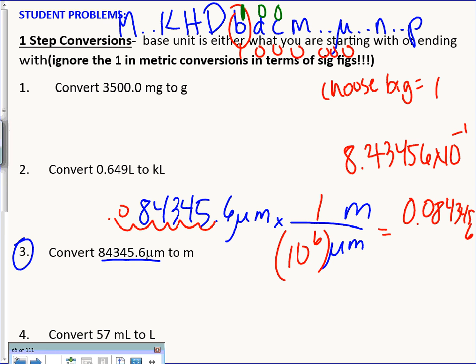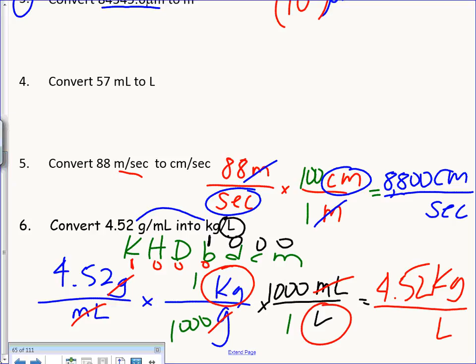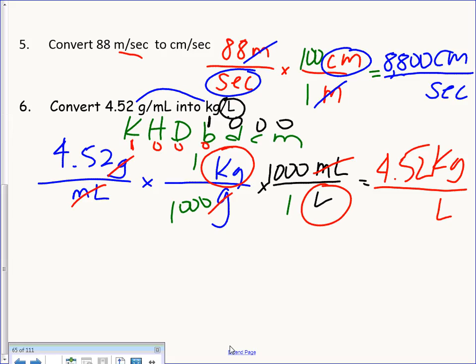Let's roll back just in case somebody needs this. Let me go back. Metric always has a 1. Every single time.